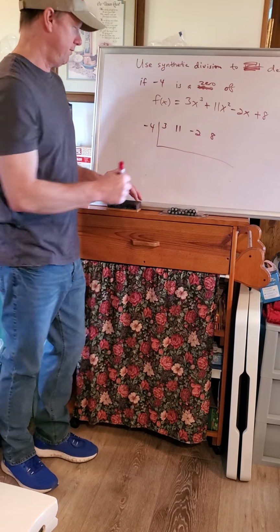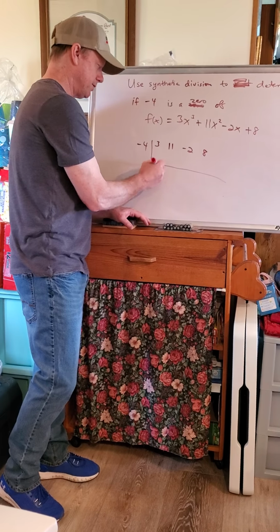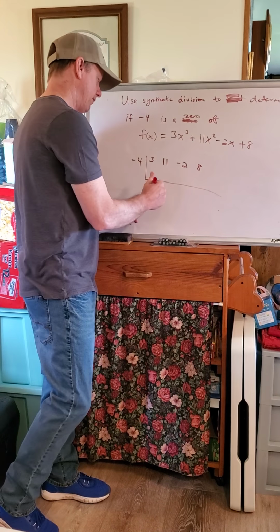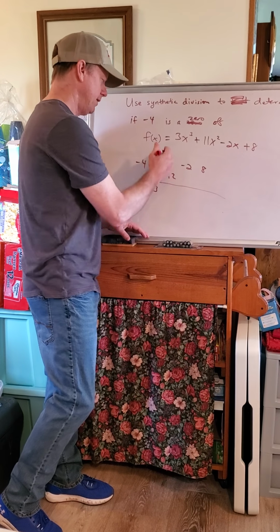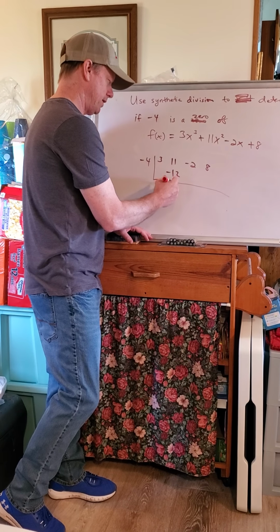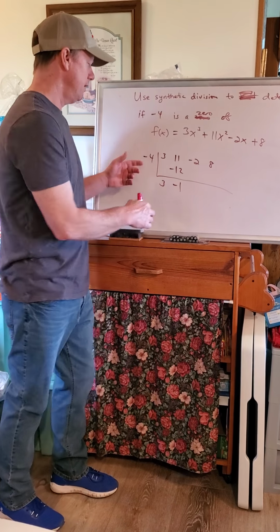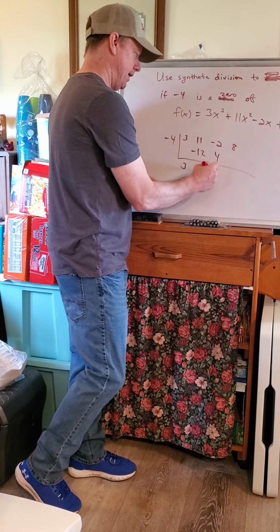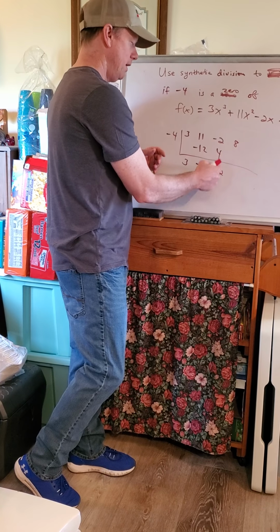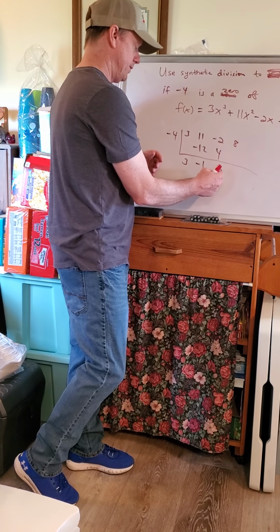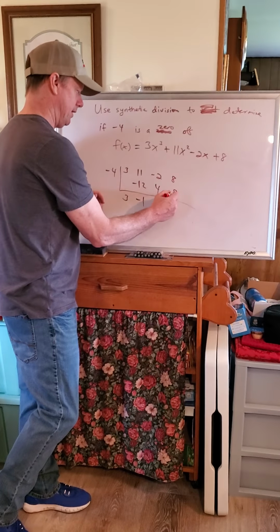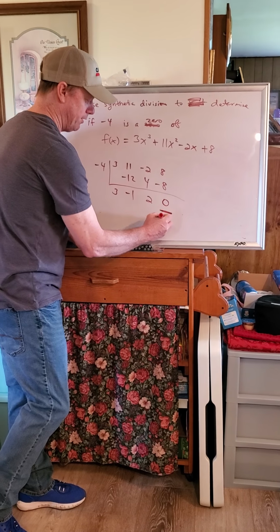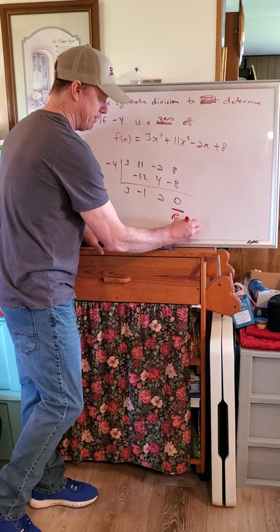We do our synthetic division, bring down the first guy in the ball game. It's a 3. Multiply and add, multiply and add, multiply and add. Negative 4 times 3 is negative 12. Add, 11 minus 12 is negative 1. Multiply, negative 4 times negative 1 is 4. Add, negative 2 plus 4 is 2. Negative 4 times 2 is negative 8. Negative 8 plus 8 is 0. We got 0 for a remainder.